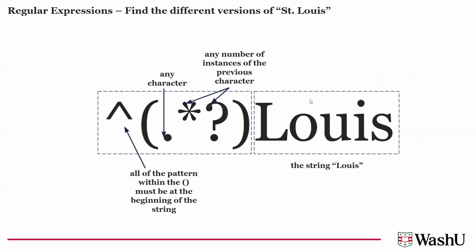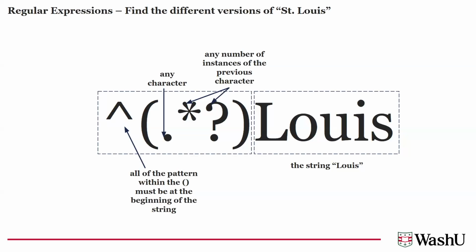Okay, so here's basically what we mean. Regex is going to be a series of characters that mean something. We're starting with the string Louis. First and foremost, I want you to find everything that has Louis in it. And then I want you to do a couple of things. First of all, I want you to find anything that's at the very beginning of the string. That's what this little caret means. And then the parentheses are saying, find me anything that fits this criteria that's at the beginning of a string.